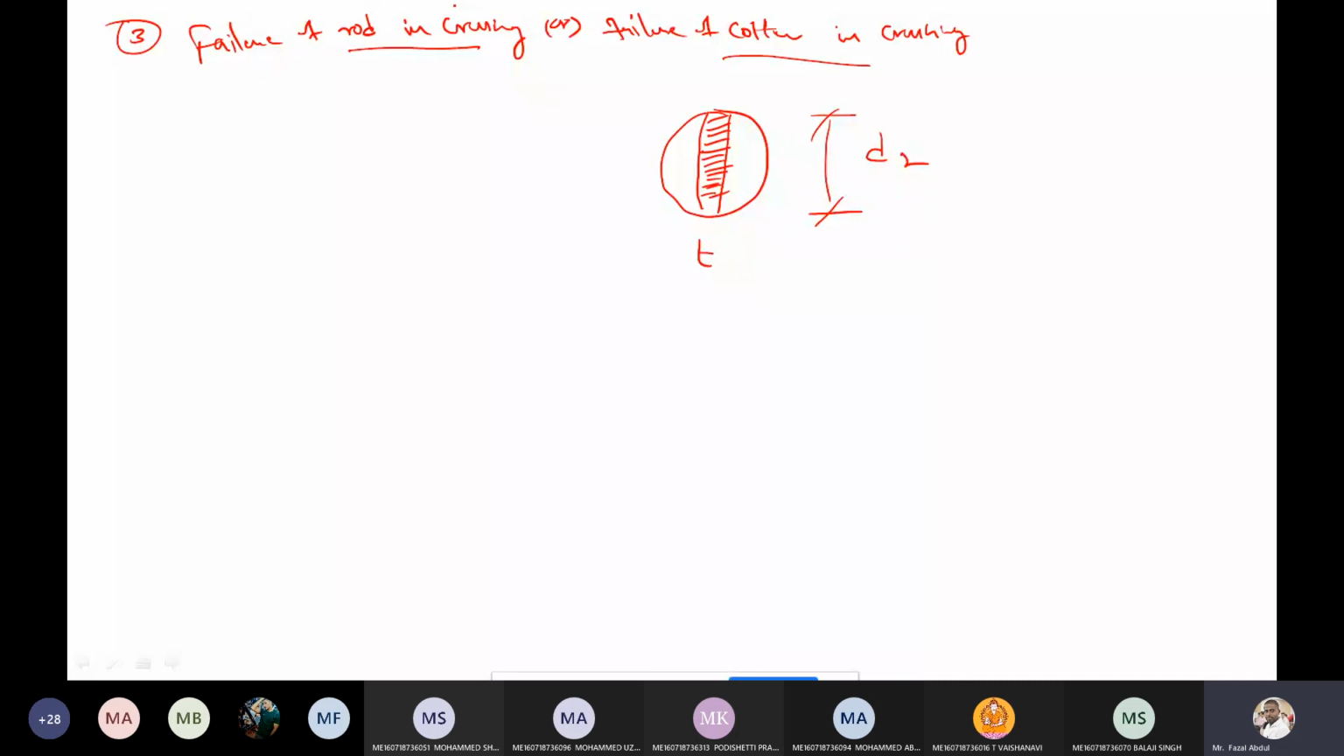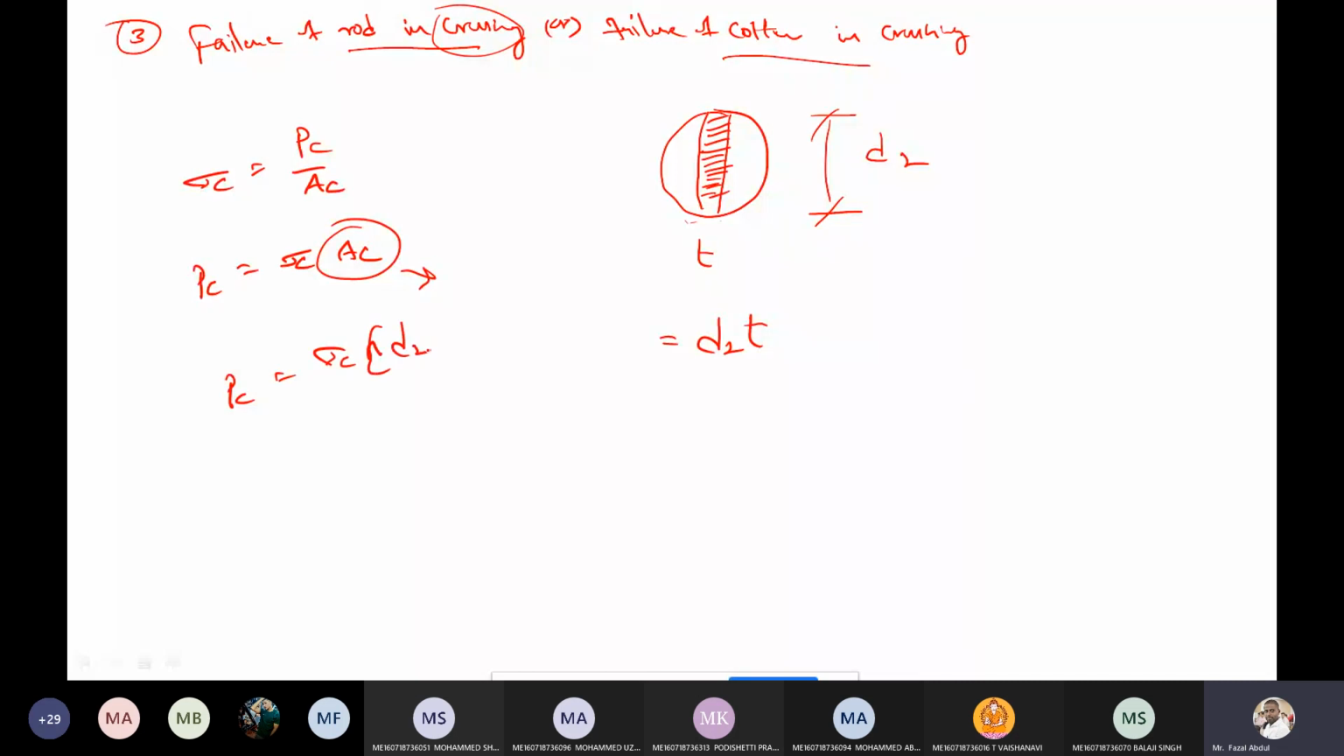Because the rod is failing in crushing, for crushing stress we have to take crush load by crush area. So Pc equals sigma c into Ac. What is Ac here? Failure of the rod in crushing. See here, what type of shape is appearing? A rectangular shape. So what is the area of the rectangle? D2 into t, length into breadth. This is the basic equation for the rectangle. Write this equation here: Pc equals sigma c into D2 into t.